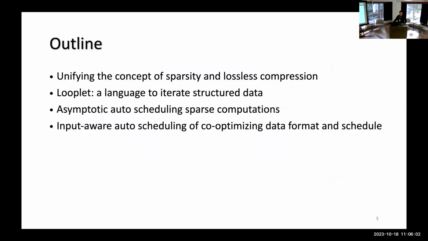So in this talk, I'm going to propose several approaches to address some issues posed by structured sparse data. I'm going to talk about how to unify the concept of sparsity and lossless compression. And I'm going to propose a looplet language to iterate the structured data. And I'm going to talk about two auto scalabilities.